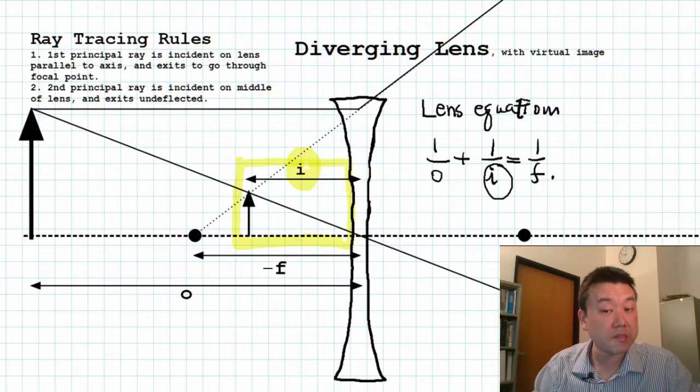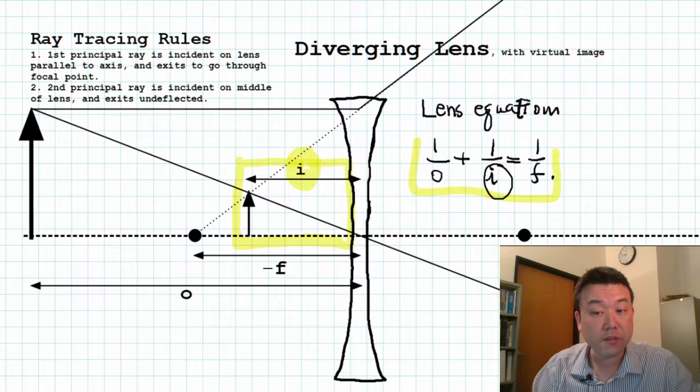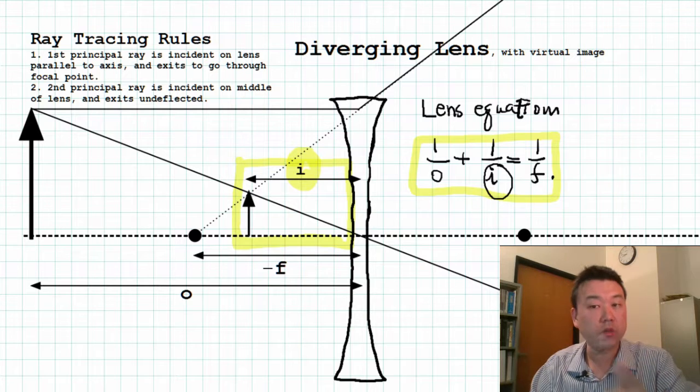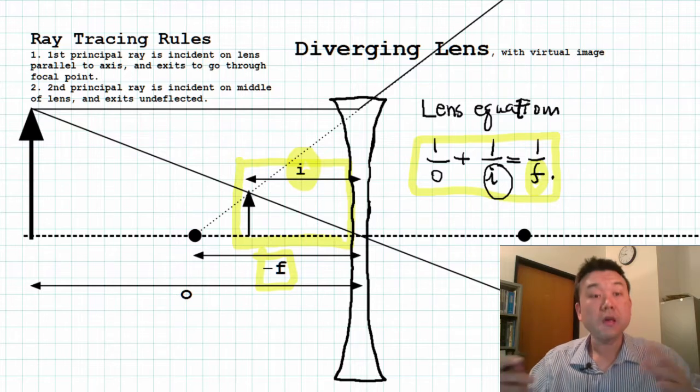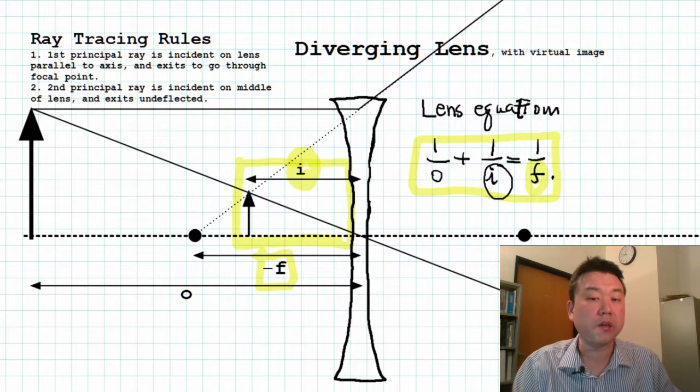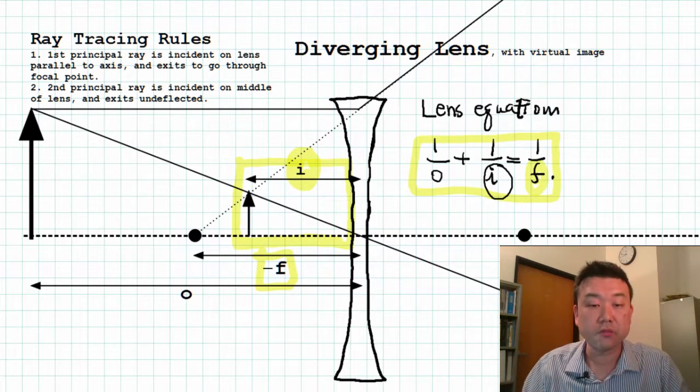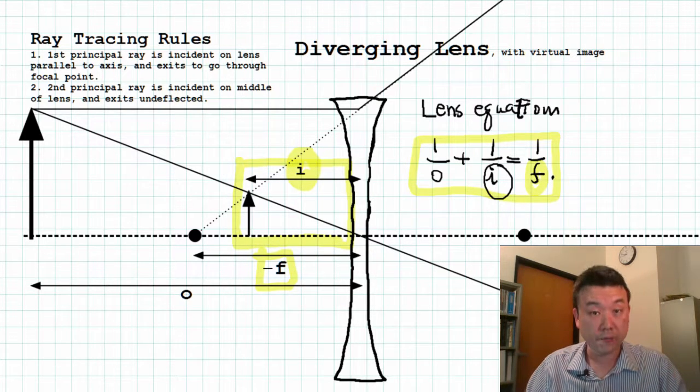And that makes this equation come out right, so that we can use the same equation both for converging lens with a real image, converging lens with a virtual image, and diverging lens with a virtual image. As long as we remember that this focal length here, it'll be a negative focal length. So that's the explanation of the formulas, ray tracing rules, and why the images form where they form.